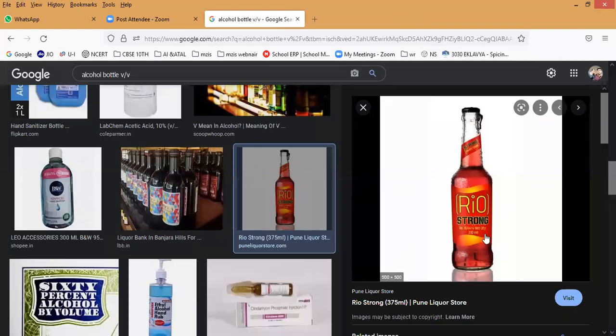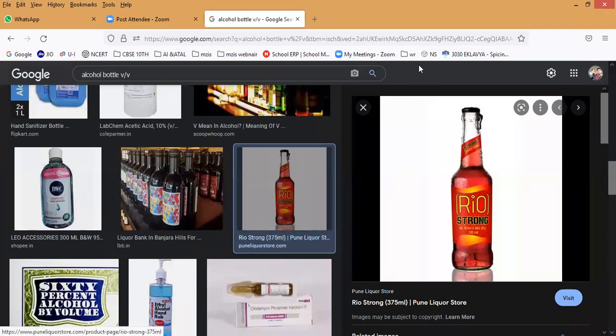So they used to mention here, you can see, by volume, how much percentage. It is visible. You can tell me, 16%. Have you noticed it? As I told you, this is a strong beer bottle, it is 16%. A normal one will be 9% to 10%. So that is what you can see here: 60% alcohol by volume. That is what is mentioned.